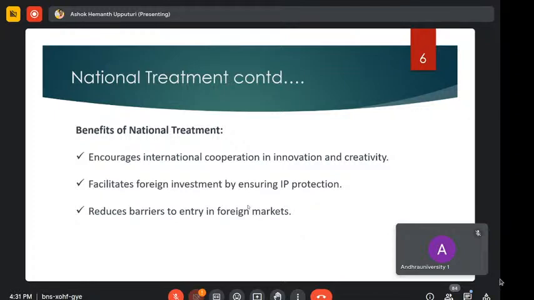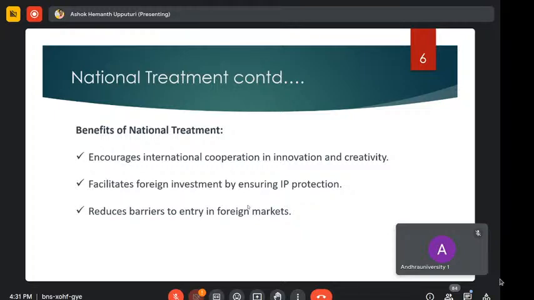Because every country is compliant with the TRIPS agreement, it is easy for them. They can come and invest in our country, so that they feel that their IPs are protected and very safe. That's how foreign direct investment will come. That's how the GDP will increase. That's the reason this IP is very important.